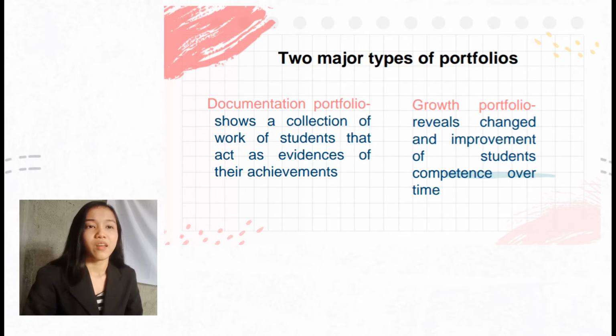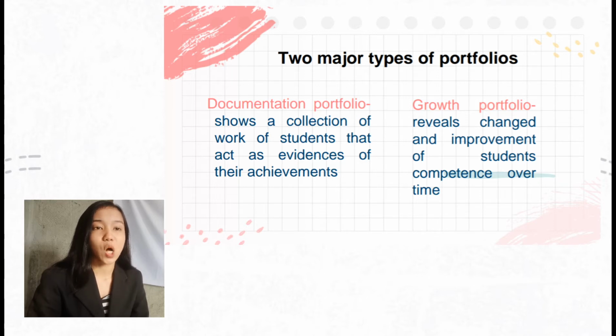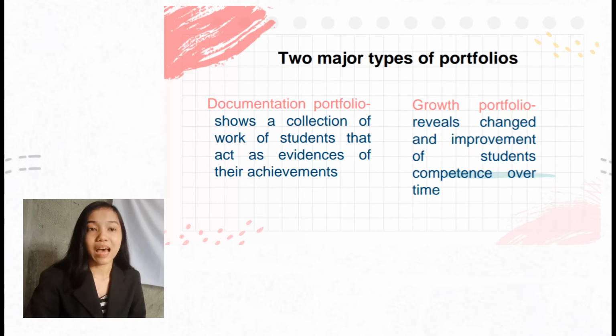Documentation portfolio. It involves a collection of work of students that act as evidence of their achievements, as from the word documentation. The documentation portfolio can be used to validate the result of students' final grade throughout the unit or course. This can also include the best and the weakest of student work, as all necessary documents of their work are compiled in their portfolio. Its physical form is like a scrapbook of information and examples. It includes observations, tests, checklists, and rating skills.